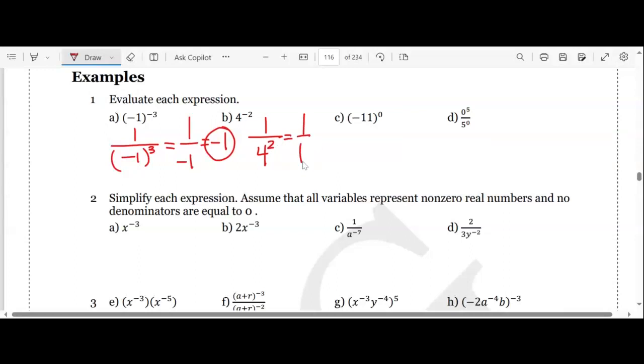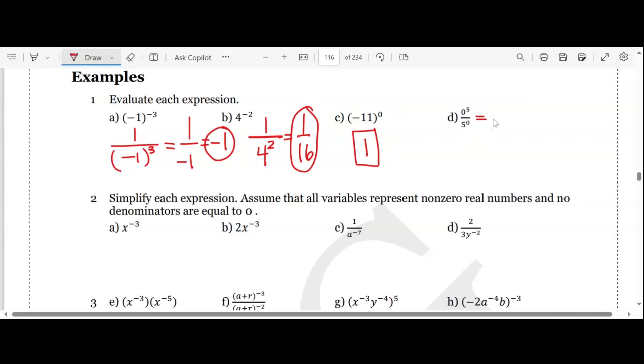which is 1 over 16. Anything to the power of 0 is how much? 1. Anything you write to the power of 0 must come to 1.